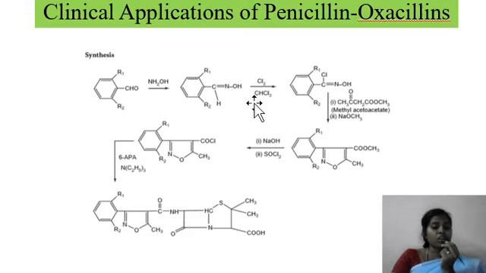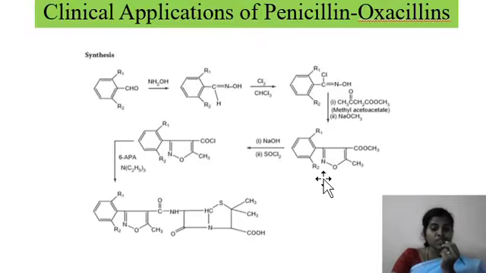Now this is treated with chlorine in the presence of chloroform. The H group is being eliminated and Cl is being substituted. And this is treated with methyl acetoacetate in the presence of sodium ethoxide. It creates a cyclic ring structure, which is a 5-membered ring structure.